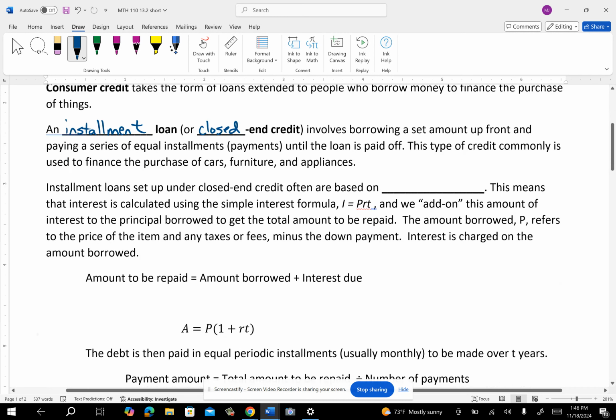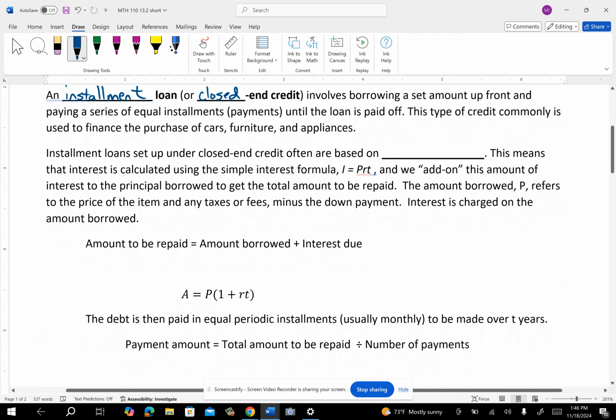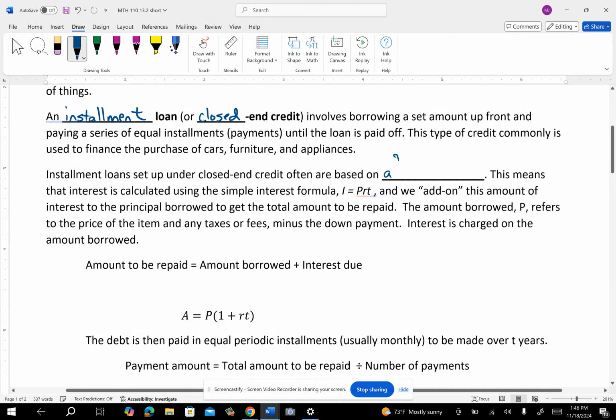Here, what we're doing is borrowing a set amount up front, and we already know at the beginning how much interest we're going to pay on that. So we can calculate what our payments are going to be each time. You use this a lot to buy cars, furniture, and appliances. These are often based on what is sometimes called add-on interest. It's really simple interest.